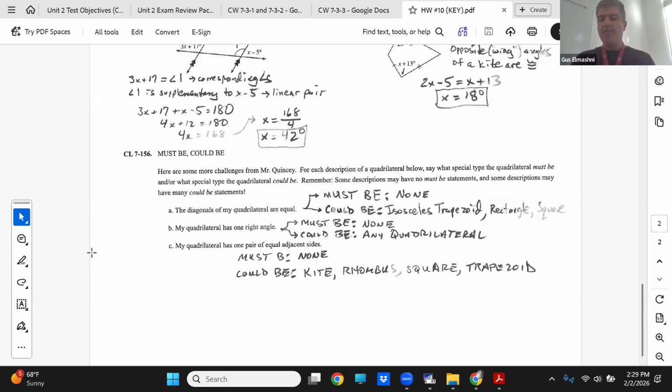If it's one pair, then it should just be a kite. But it could be a trapezoid, I suppose, too. So that's why it's ambiguous. That's why the answer must be probably none. But maybe it could have two pairs. So rhombus and square is kind of in play as well. So that's what's happening.